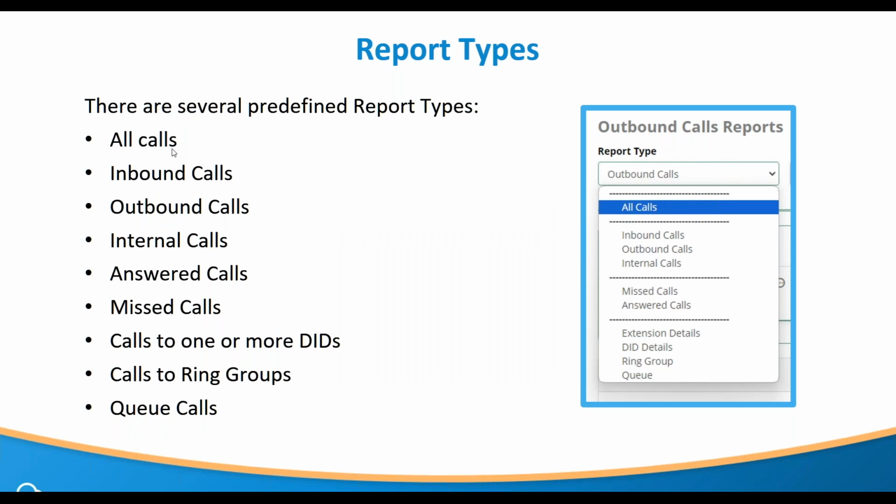So first, let's look at what kinds of reports you can generate. This is the list of the reports. You can generate a report about all the calls, or you can select only inbound calls or outbound calls. There might be internal calls, missed calls, answered calls, calls to one or more DID numbers. You can generate reports based on DIDs as well, ring groups, and queue calls. Once you have selected the type of report, then you select the period or frequency you're looking for.